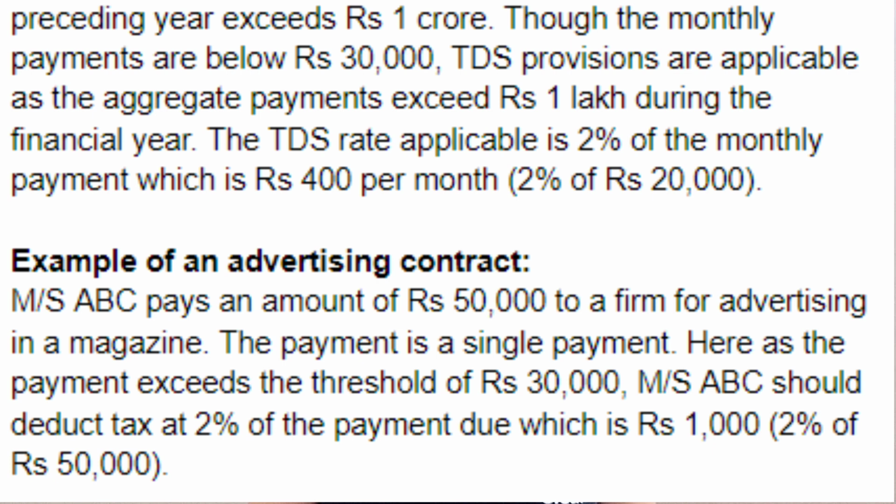Let us consider an example of an advertising contract. Messrs. ABC pays an amount of Rs 50,000 to a firm for advertising in a magazine. Now the payment here is a single payment. Here the payment exceeds the threshold of Rs 30,000. Though the aggregate payment is not exceeding Rs 1 lakh, we need to consider the individual payment, which is above the threshold of Rs 30,000. Messrs. ABC should deduct a tax at 2% on the payment due, which is Rs 1,000, 2% of Rs 50,000.